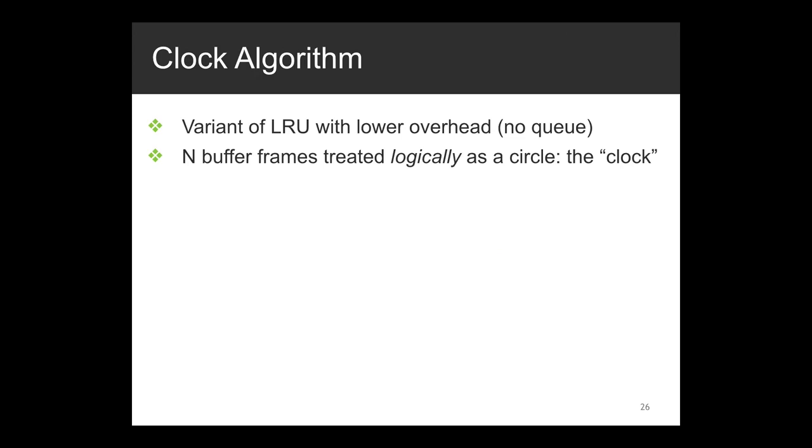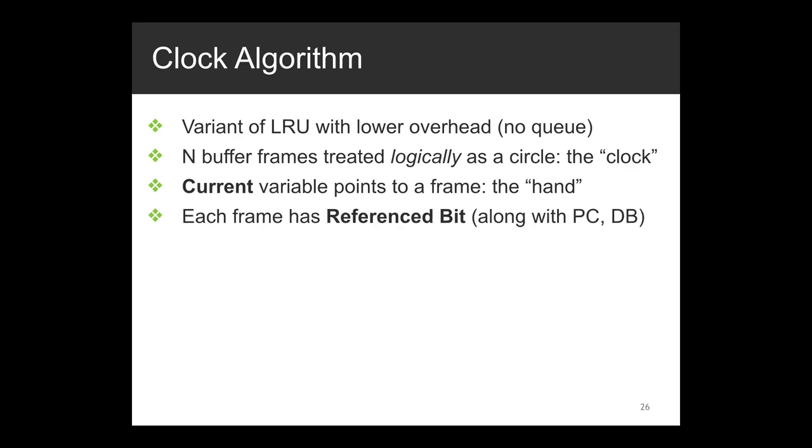You still have the same buffer frames, you have n buffer frames. Instead of laying them out as a grid, you imagine them to be on a circle. And that's why it's called a clock, it's a circle. And you have this new piece of metadata that's called the current variable. The current variable takes a value from 1 to n, so it can be imagined as a hand that points to one of these frames.